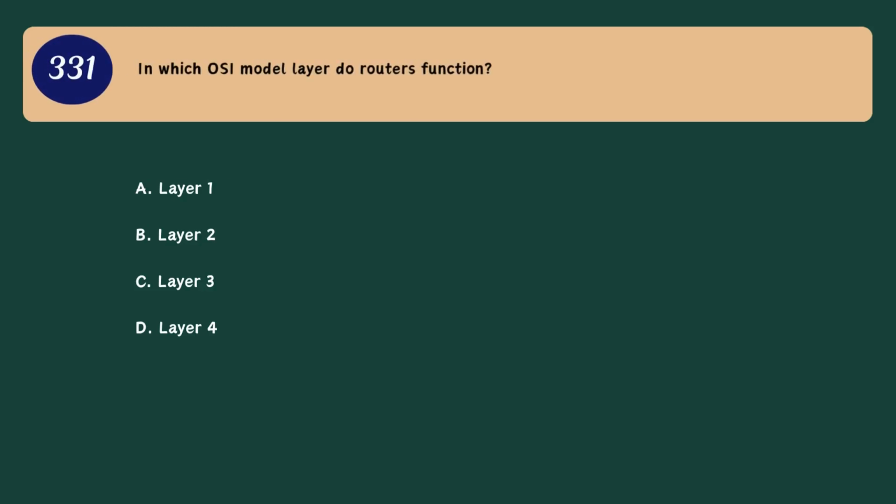Question 331. In which OSI model layer do routers function? A. Layer 1. B. Layer 2. C. Layer 3. D. Layer 4.